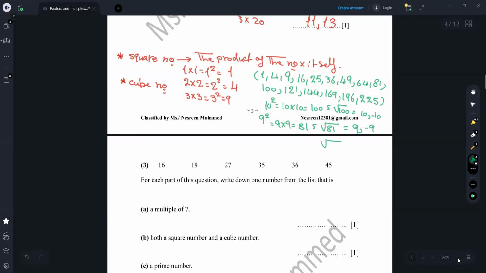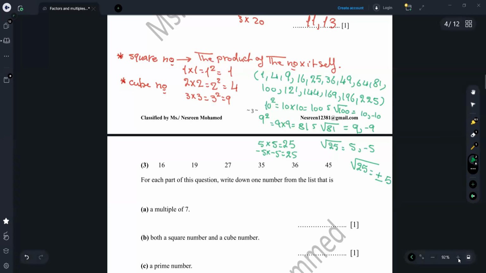What is the square root of 25? You will say positive 5 and negative 5. Why? Because 5 multiply 5 equals 25, and negative 5 multiply negative 5 equals 25. So the square root of 25 will be positive and negative 5.